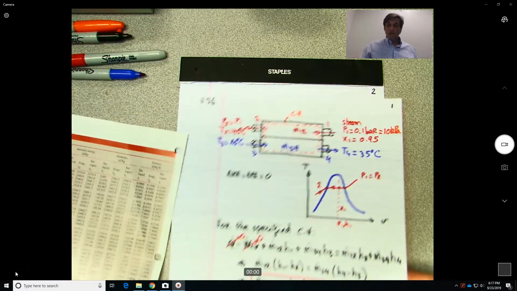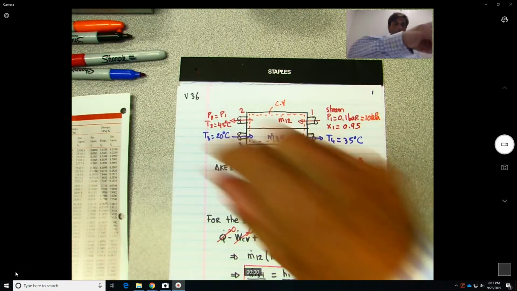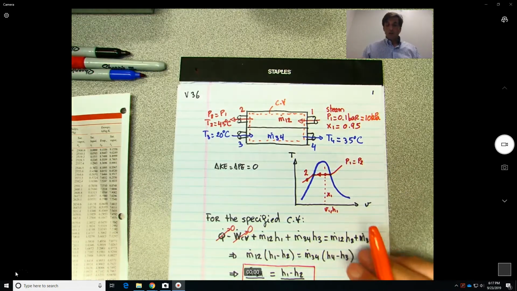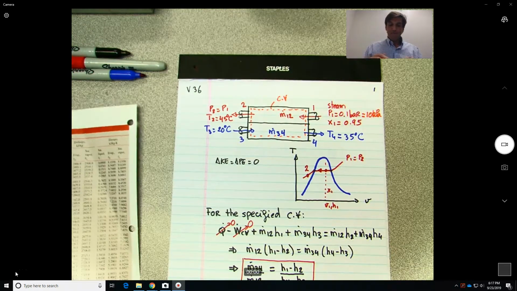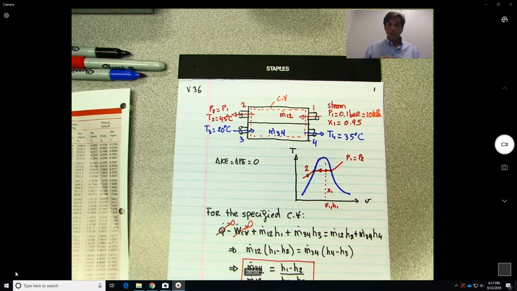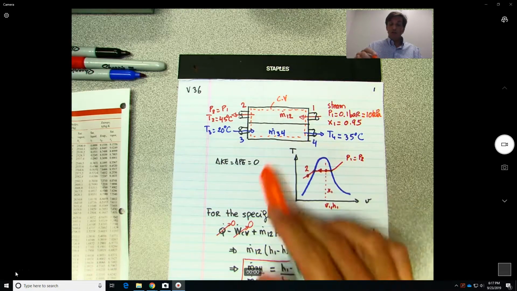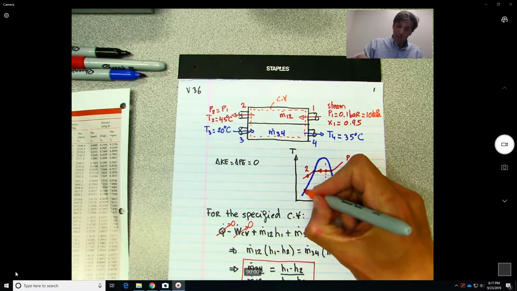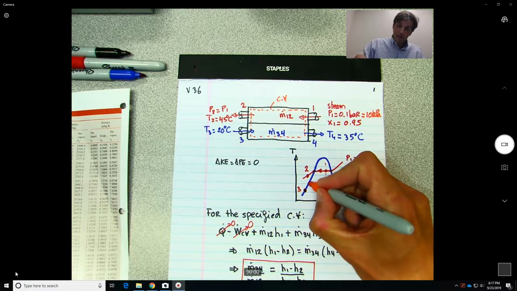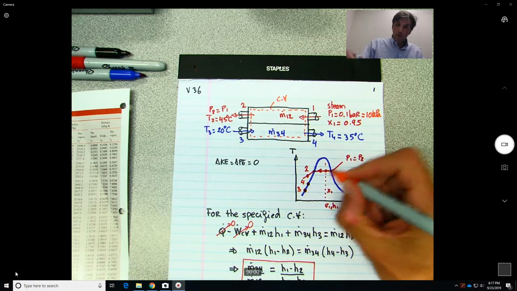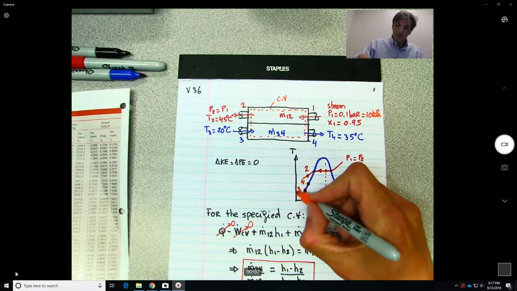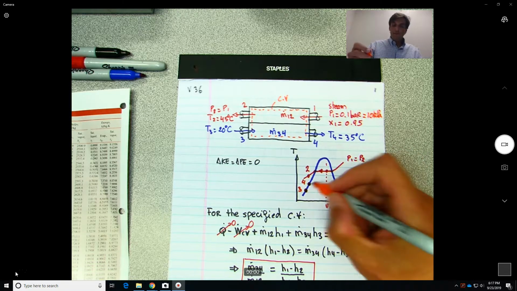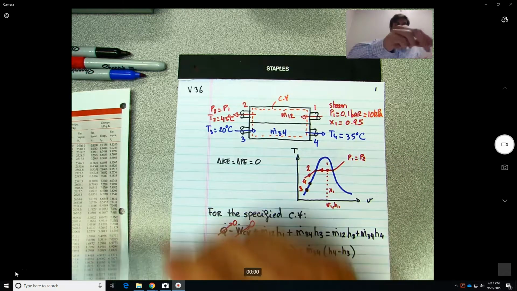Okay, now let's see what happened for 3 and 4. So 3 and 4 is basically something similar, because this time we know the temperatures, we know it's constant pressure. So we know one would be, let's say, at 20, so it could be 3, and then this could be 4. So 20 and 35. But basically it should be the same table.